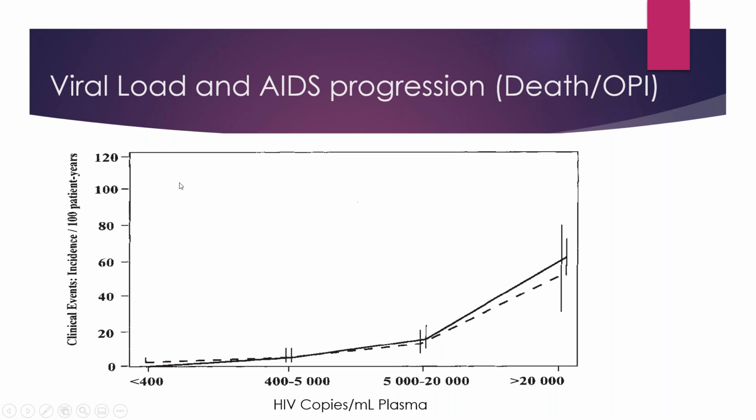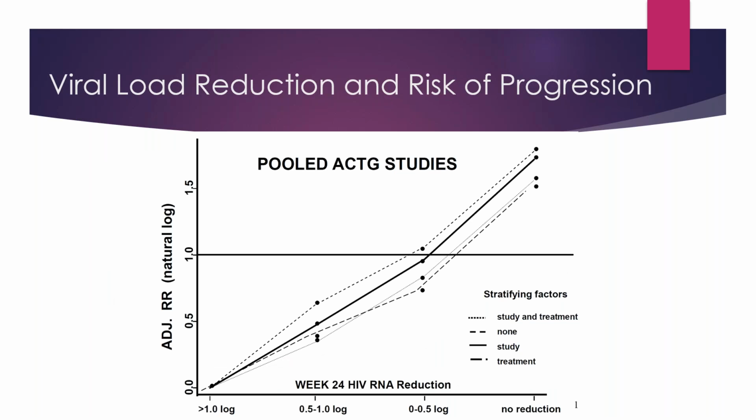And what this meta-analysis showed was that as the viral load increased, the number of clinical events per 100 person years of observation increased. And this was critically a bend in the curve at around 400 copies per ml of plasma. After that, the incidence of HIV or AIDS-defining illnesses or death from AIDS increased very rapidly once you started to get ever increasing numbers of viral copies.